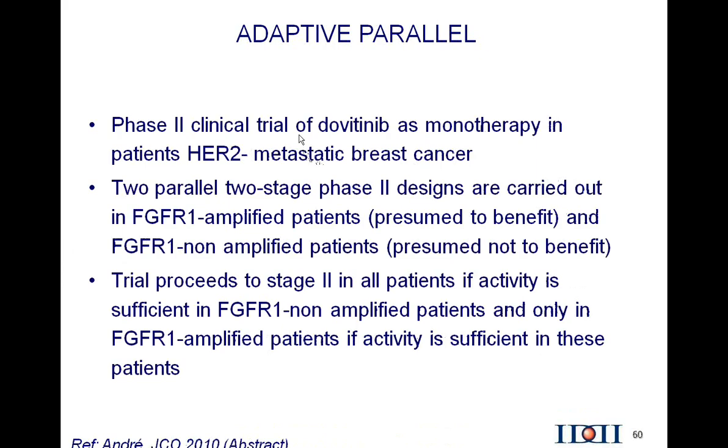An example of this was, again, in breast cancer. It's a phase 2 clinical trial of a drug called dovitinib, monotherapy in patients with metastatic breast cancer that are HER2 non-amplified. This design consists of doing two parallel two-stage phase 2 designs, one in the FGFR1 amplified patients, who were presumed to benefit, and the other in the FGFR1 non-amplified patients who were thought not to benefit. The trial proceeds to stage 2 if patients benefit, but it doesn't proceed to stage 2 if one of the two strata doesn't show enough activity.